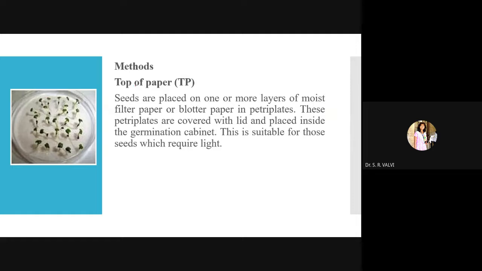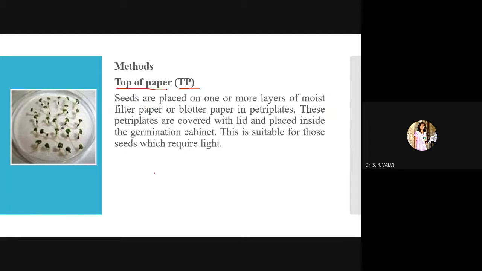Next, top of paper. The short form is called TP. In many references, if you read, only the short forms TP, BP are written there. So you must know these short forms. TP is nothing but top of paper. Now, how are you going to germinate the seeds on top of paper?